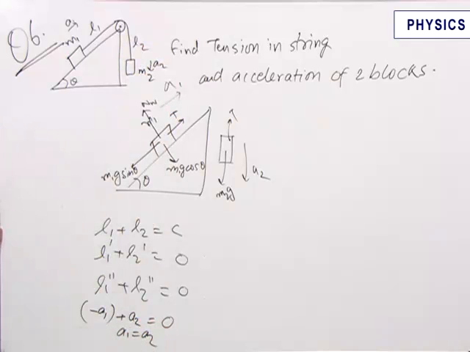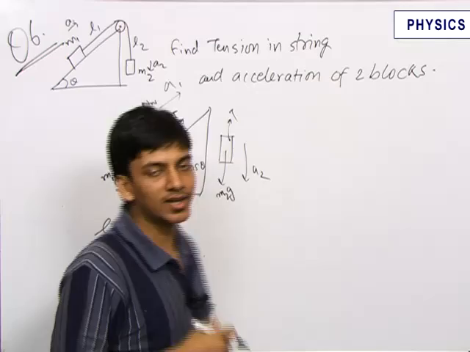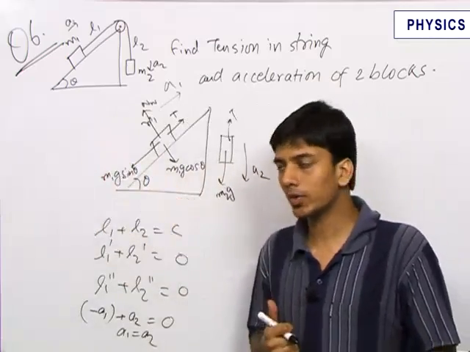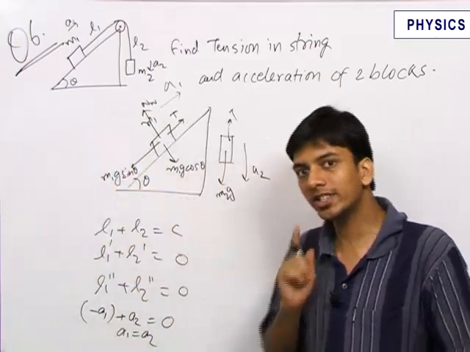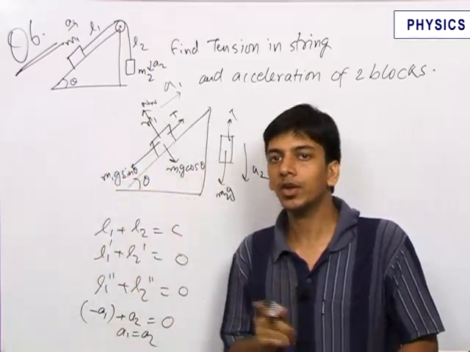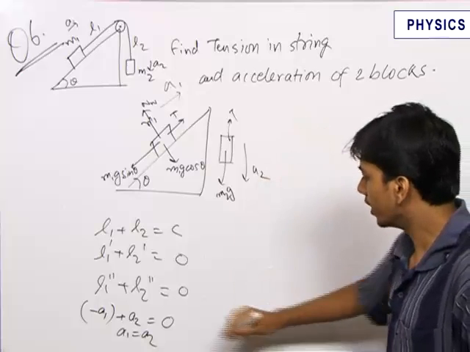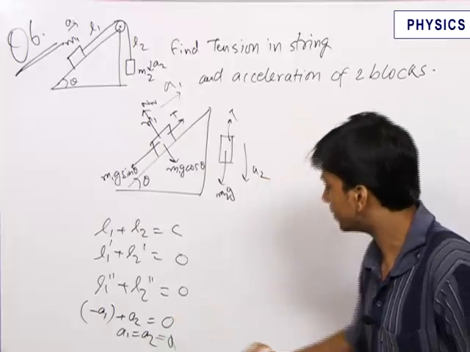This is known as the string constraint. In the same form, the string constraint can be applied for any other string. If there are multiple strings in a particular question, you apply the same string constraint for each of the strings to get the relation between all the accelerations. Now we get a relation between A1 and A2. They are both equal. Let's call them A.